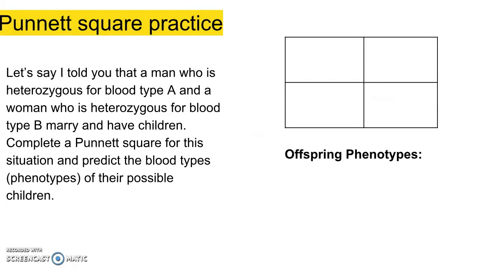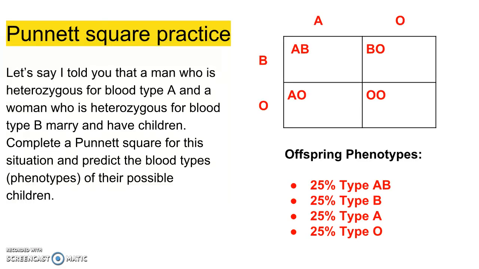Okay, so let's set up a Punnett Square problem. Let's say we have a man who's heterozygous for blood type A. We know he has to have the genotype AO. And we also have a woman who's heterozygous for blood type B. So she has the genotype BO. So they marry and have children. We are going to make a Punnett Square for this situation and then predict the blood types of their offspring.